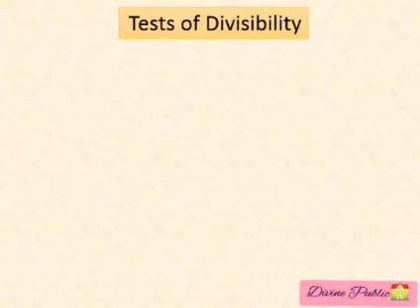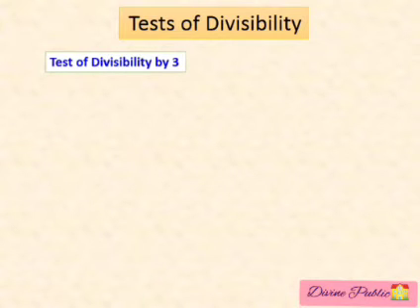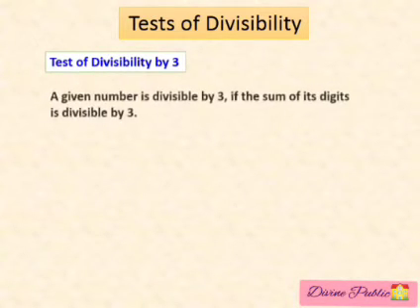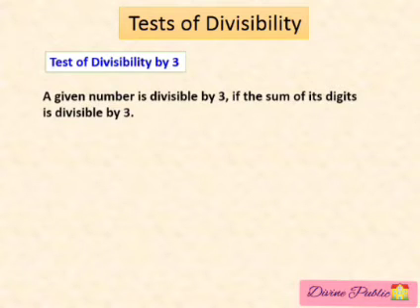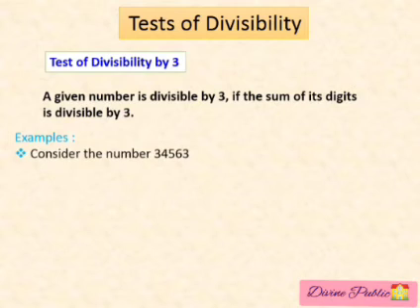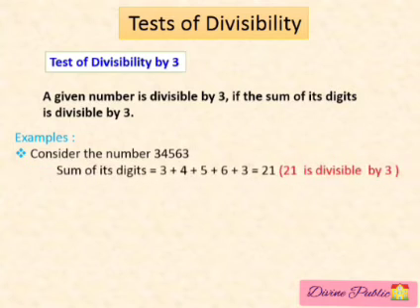Test of divisibility by 3. A given number is divisible by 3 if the sum of its digits is divisible by 3. For example, consider the number 34,563. Sum of its digits equals 3 plus 4 plus 5 plus 6 plus 3, that is 21, and 21 is divisible by 3. Therefore, 34,563 is divisible by 3.